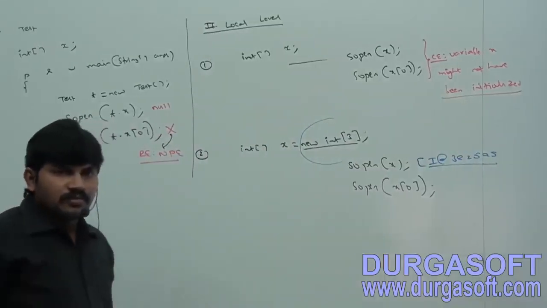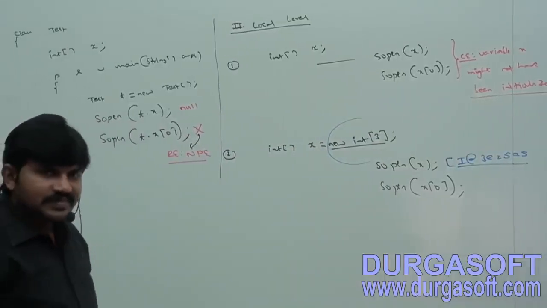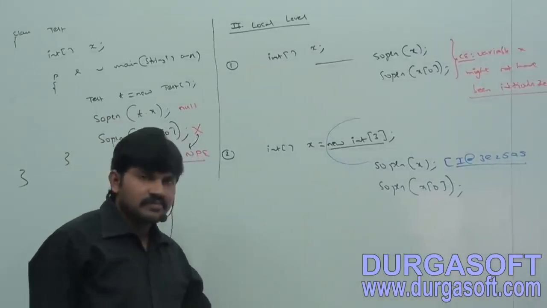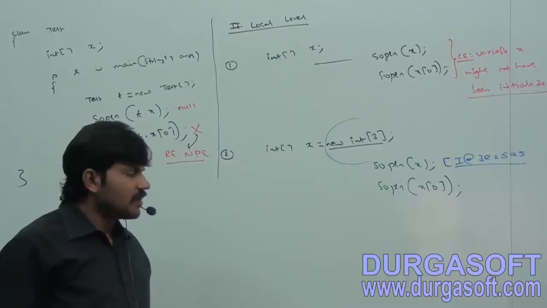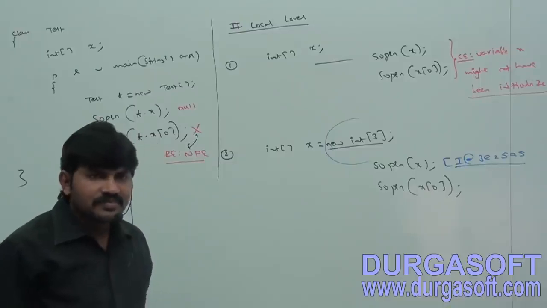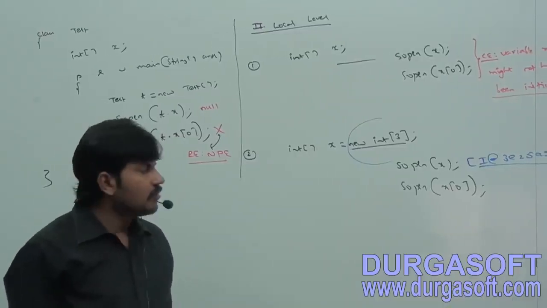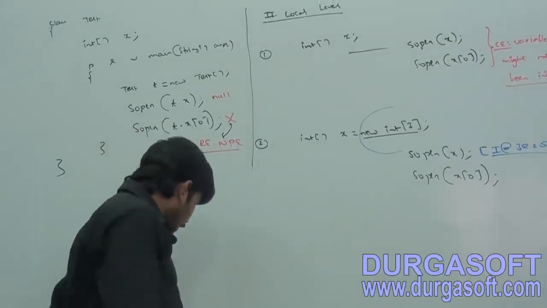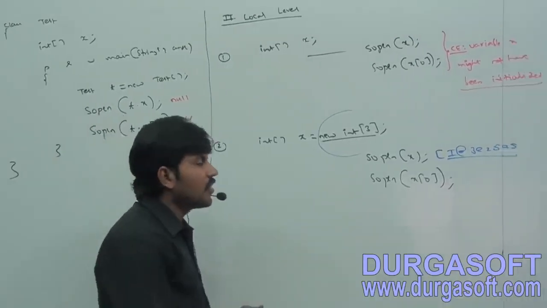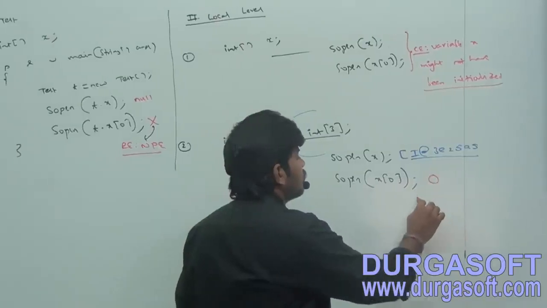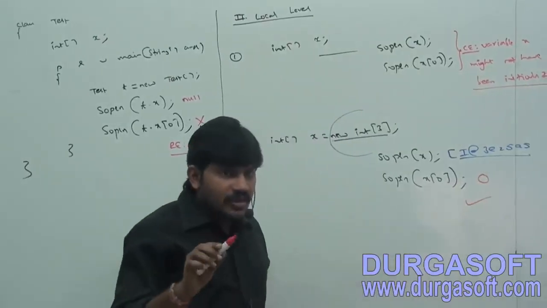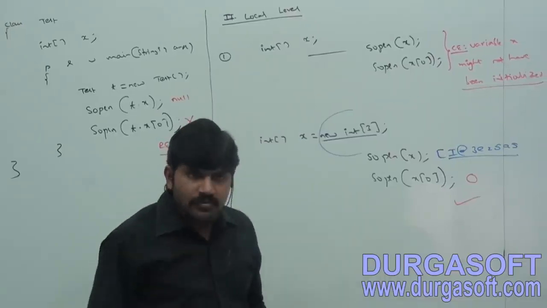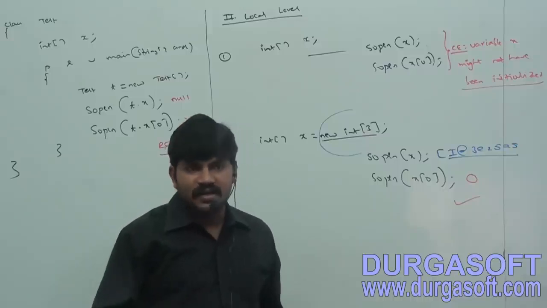Now SOP of x of 0, what is the answer? Not a compile time error. Make sure the output by default we are going to get is 0. No problem. Once we create an array, every array element by default is initialized with the default value, whether it is the local array, static array or instance array.